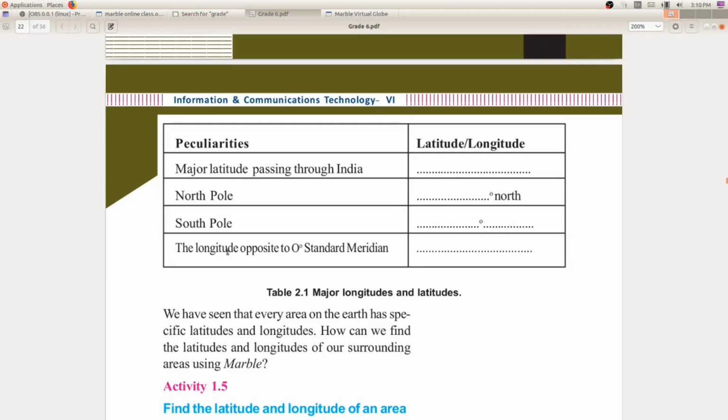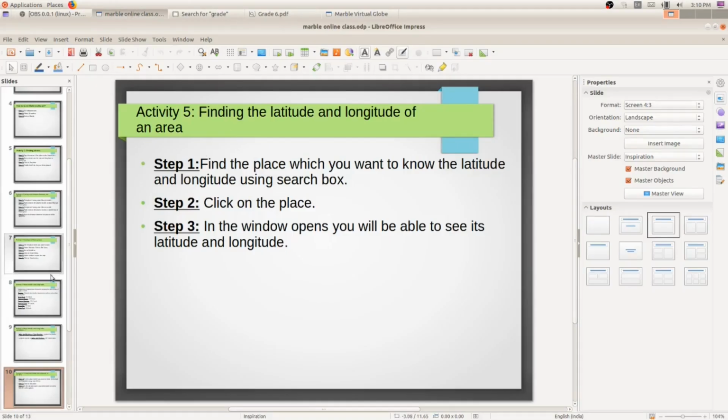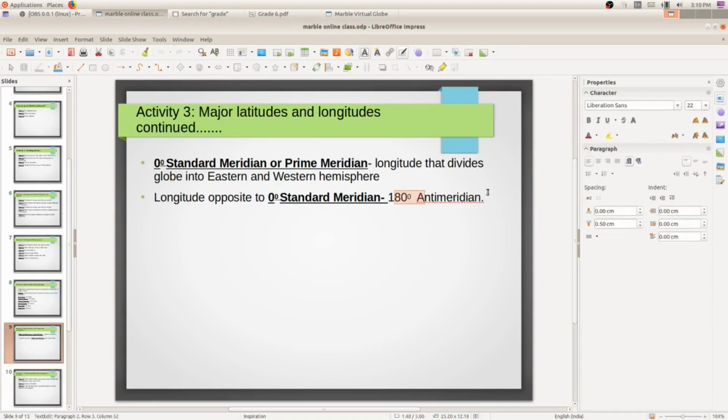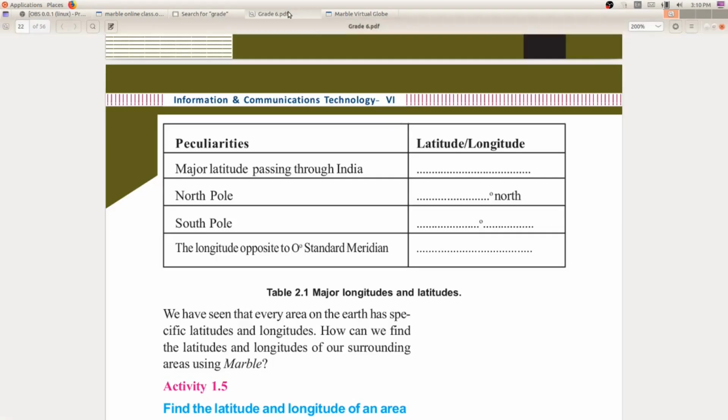And the last question, longitude opposite to 0 degree standard meridian. The answer is 180 degree anti-meridian. You write down here 180 degree anti-meridian. I'll show you. You write down this word there, 180 degree anti-meridian. You fill out this word here, 180 degree anti-meridian.